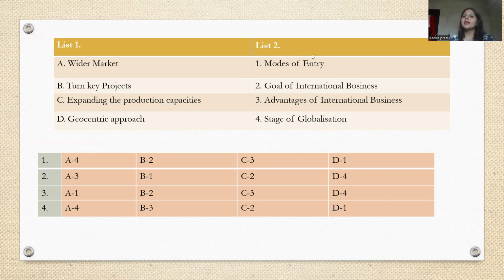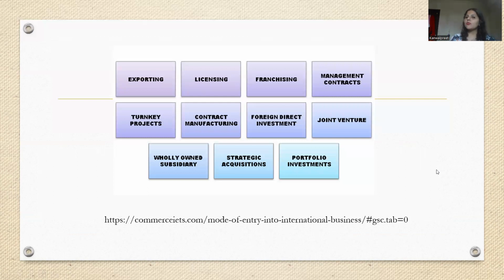Now see, you can study about modes of entry. You can study about international business. You can study about stages of globalization. See, there are different modes of entry. You can enter into a foreign country by exporting, by licensing, franchisee. McDonald's is a franchisee. Management contracts, joint venture, foreign direct investment, FDI.